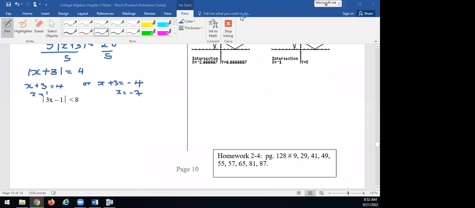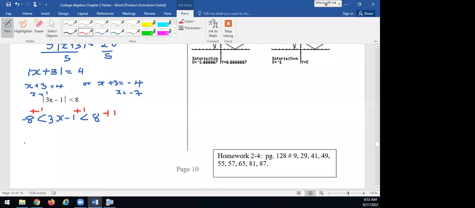All right, let's look at another example. Now notice here, what do we have here, everybody? This one, it's a less than problem. So what do we use to solve it? Three-part inequality. So you're going to say 3x minus 1 is less than 8 and greater than negative 8. So that makes it easier. Now let's solve. How do I solve this? Add 1 to all the sides.